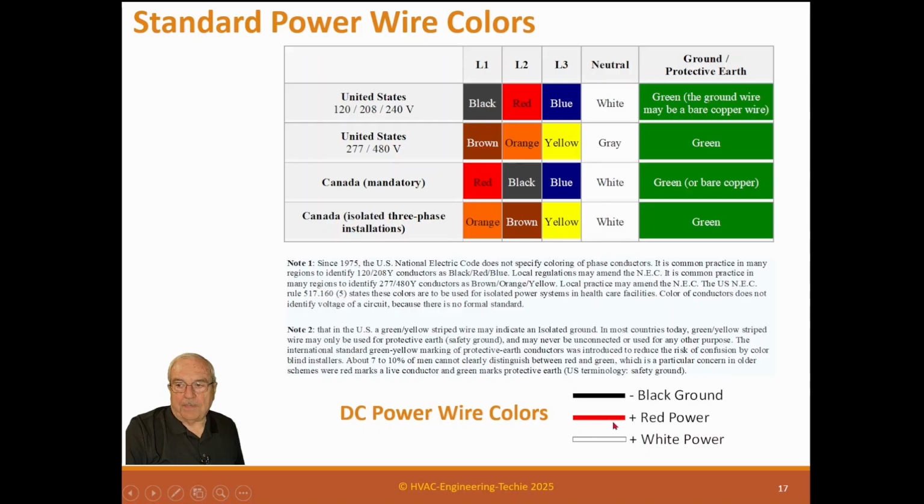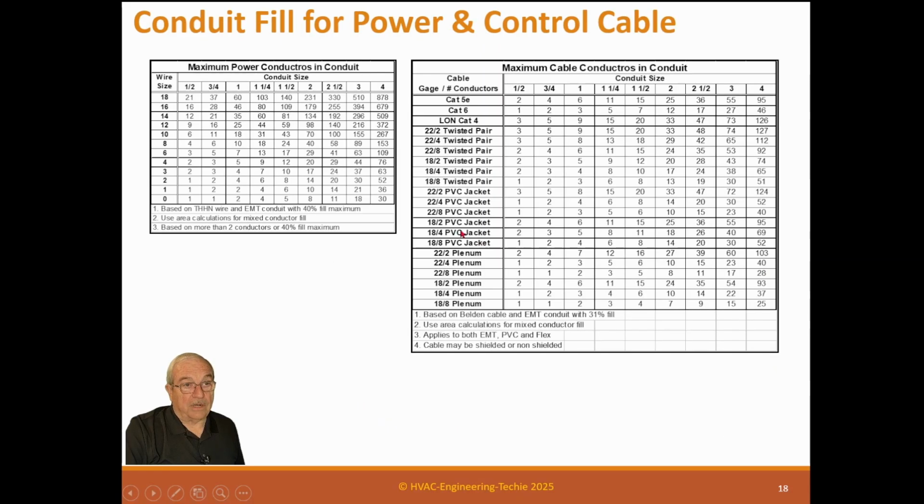And here's DC power wiring. Remember, black is a ground wire, white is a power wire, and red is a power wire. So it's not like 120 volts, right? It's 120 volts. The neutral is white, and in this one it's black. So we got to remember that the colors are reversed for DC wire.